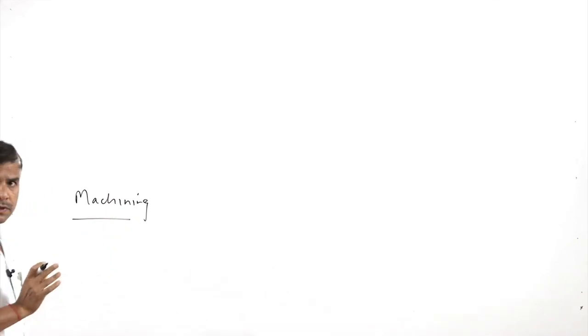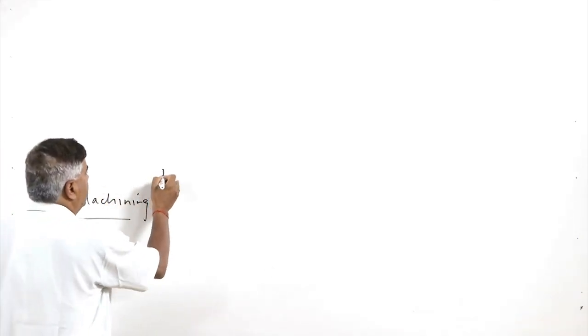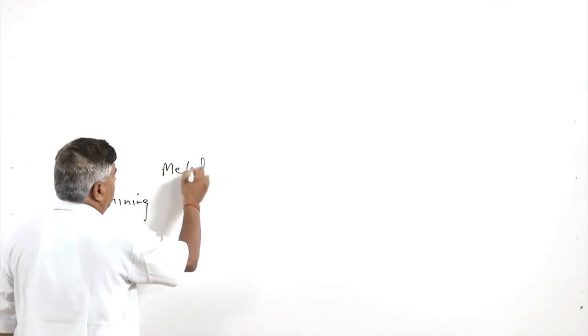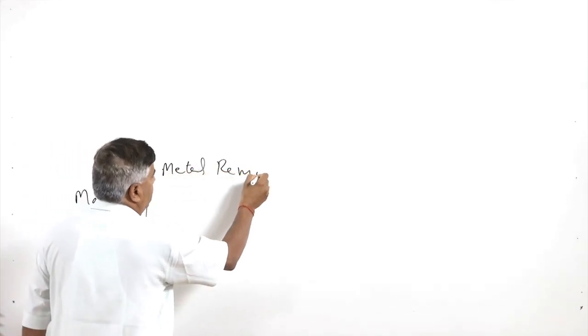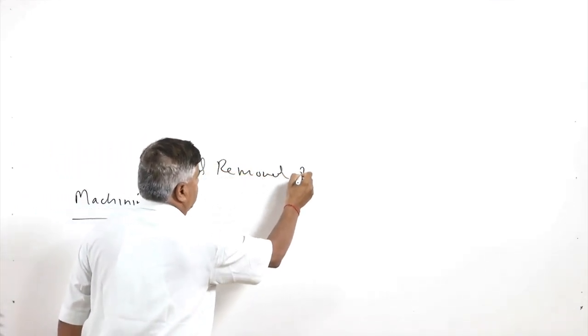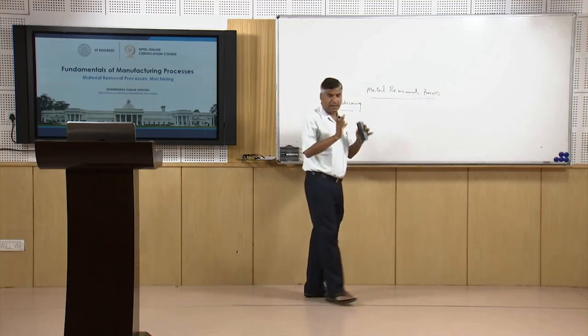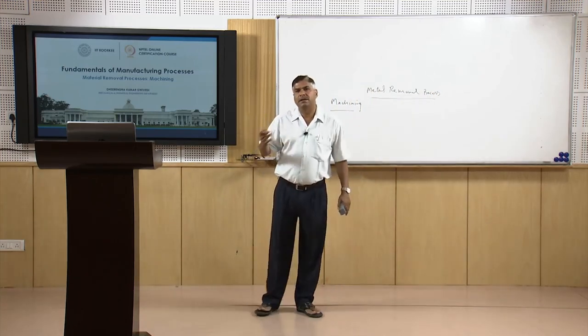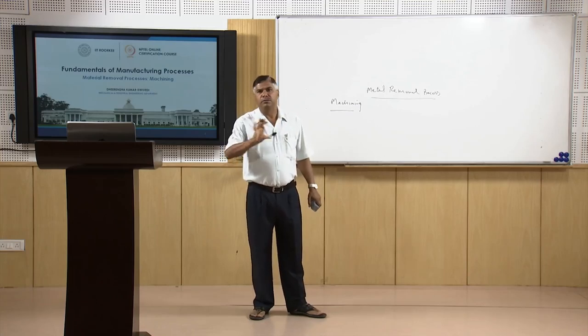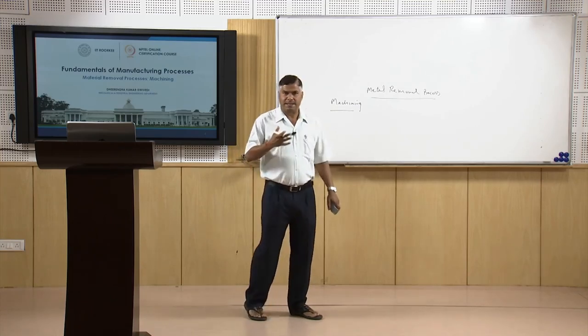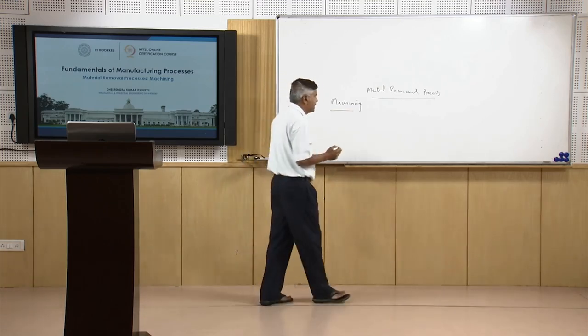This is one of the processes in a broad family of metal removal processes. So, this is an approach where unwanted extra material is removed from the raw material or from the stock, so that the desired size and shape is realized.